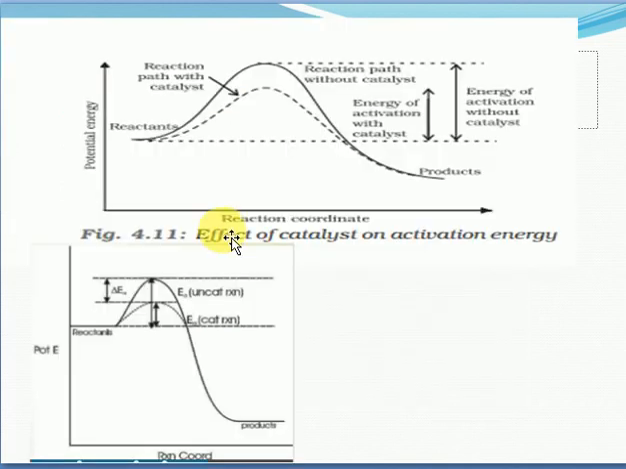Look here, this is the example very clearly. Reactant energy: look at the reactant molecule and the product. This is the reaction path with catalyst, and this is the path without catalyst.